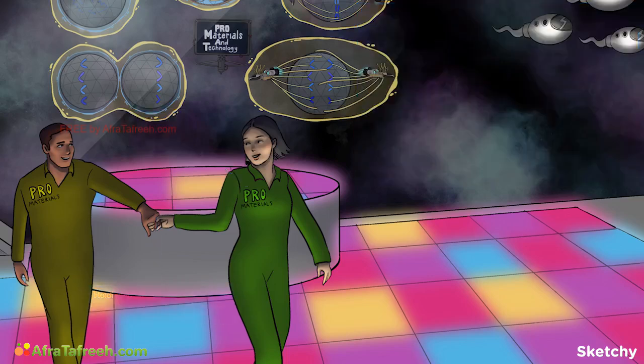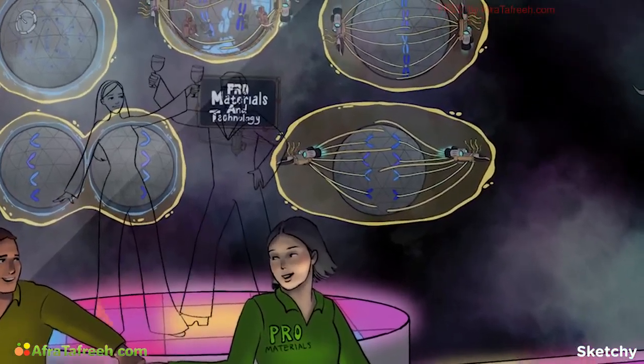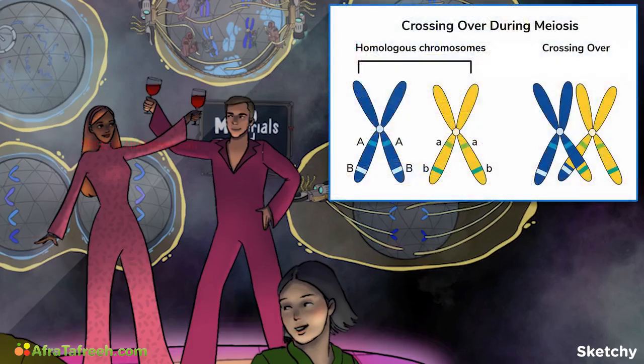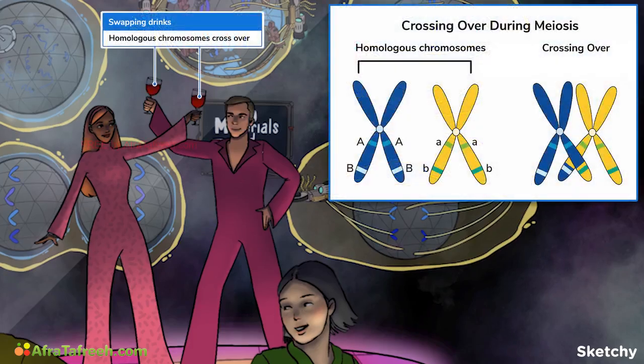Something magical happens next, so pay extra attention. The homologous chromosomes swap chromosomal segments in a process called crossing over. To remember that, here's a duo crossing arms to swap drinks. Just so you know, the point of contact where the chromosomes cross over is called the chiasmata. This recombination event is a random process that results in creation of chromosomes with a unique set of alleles.